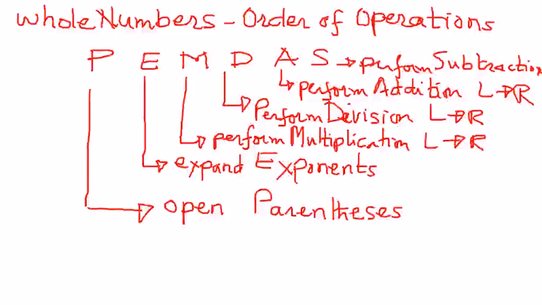So in any equation, when we want to simplify it, we want to simplify the parentheses or open up the parentheses. So that is the P. The parentheses are open, close parentheses like that. There might be some equation inside the parentheses. We want to simplify that first.